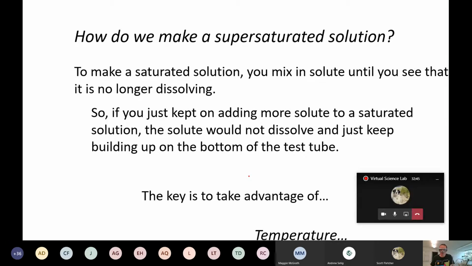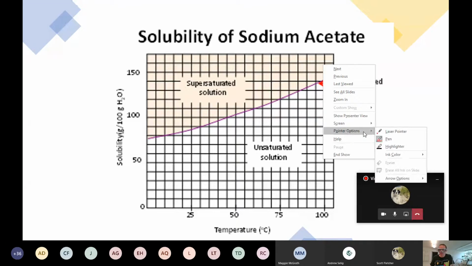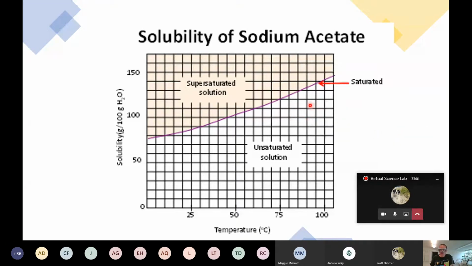So the key is going to be temperature. That's the key in order to make these supersaturated solutions. And here I have what's called a solubility curve of sodium acetate. What this shows is the combination of temperature and the number of grams which is going to saturate a solution. So right about here, we would have either saturated or unsaturated, and then we let it cool. As it cools, it wanders above the line and ends up in the supersaturated region.